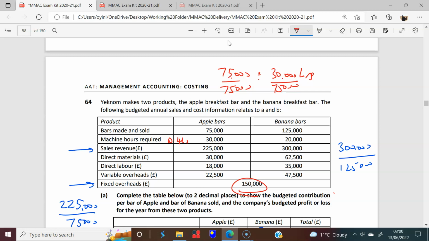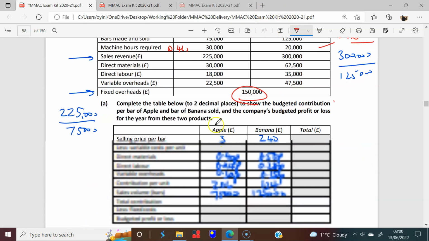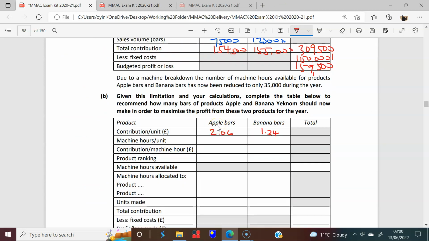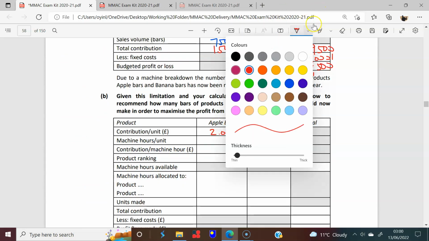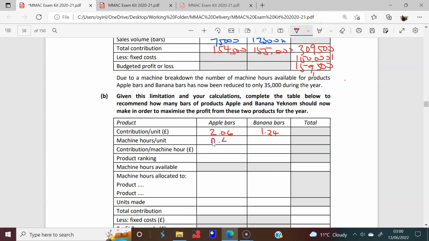And in the same vein here, we have 125,000 bars being made with 20,000 machine hours, and therefore to make one banana bar, we need 20,000 divided by 125,000. And that is 0.16. So we need 0.16 machine hours here and 0.4 machine hours there.